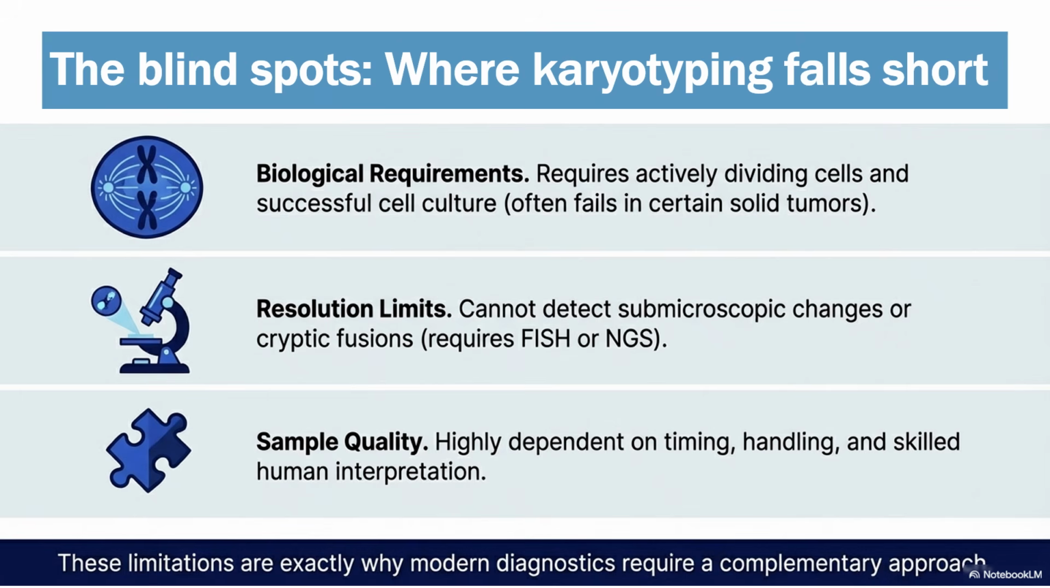So yes, karyotyping has its advantages, but there are certain areas where karyotyping has its limitations. Remember that performing karyotyping requires actively dividing cells, and this is a tedious process. And successful cell culture often fails, especially when you have solid tumors. This is a low resolution technique. It cannot detect submicroscopic changes or cryptic fusions, and these require FISH or NGS.